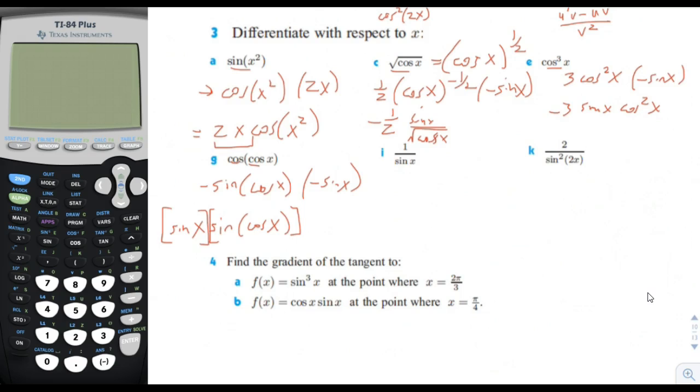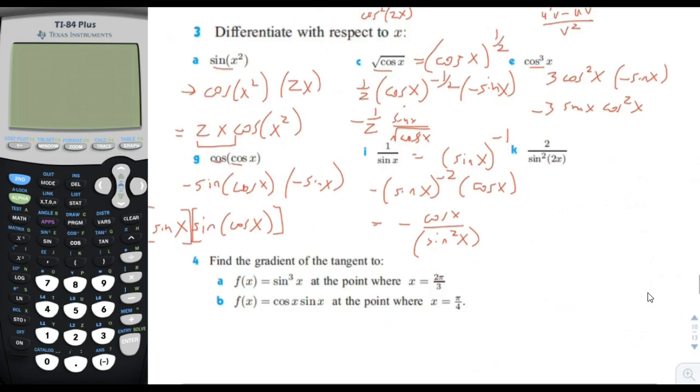Okay, derivative of 1 over sine x. We could do this using the power rule. This is the same thing as sine of x to the negative 1. So the derivative of the outside function would be negative 1 times sine of x to the negative 2, and then we take the derivative of the inside function, which would be cosine of x. So that would simplify to negative cosine of x divided by sine squared x.